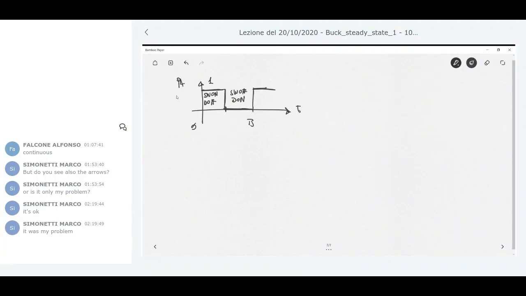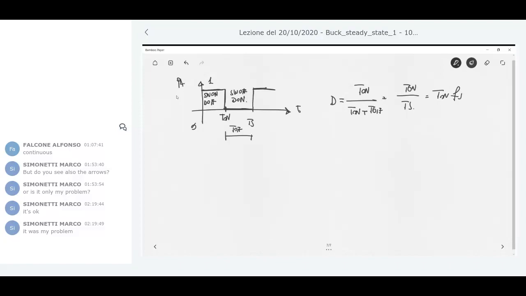Remember that if I call T on the time interval within the period Ts in which the switch is on, I can define the duty ratio or duty cycle, which is T on divided by T on plus T off. T on plus T off is Ts. So you can also say that the duty cycle is T on multiplied by the frequency Fs.